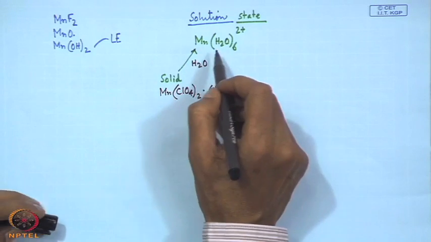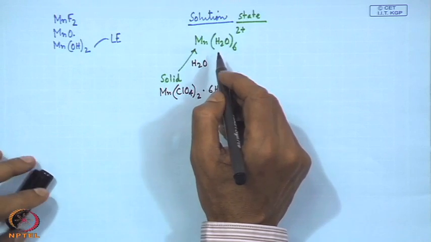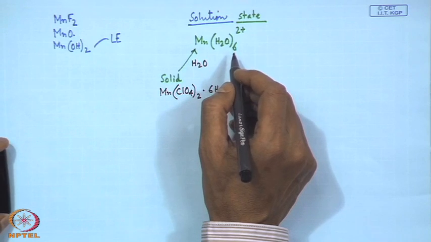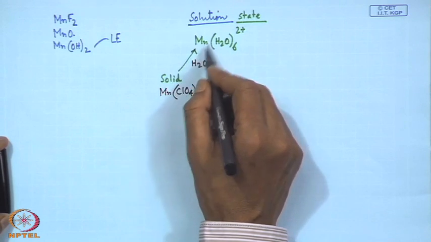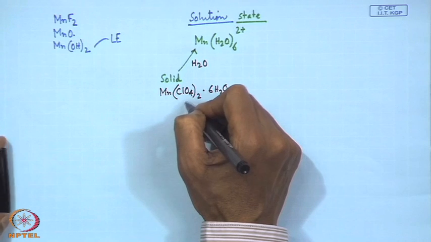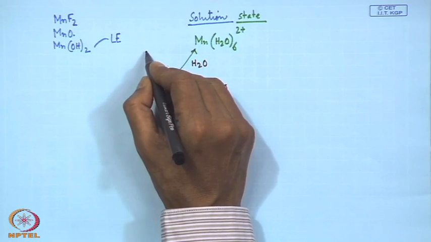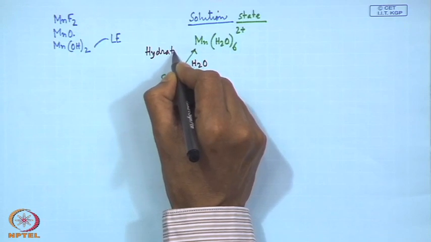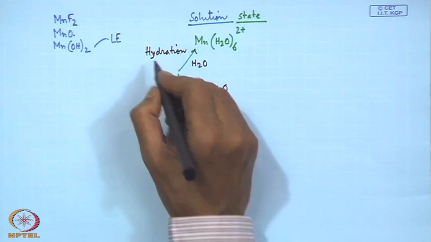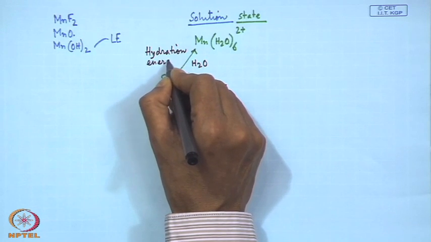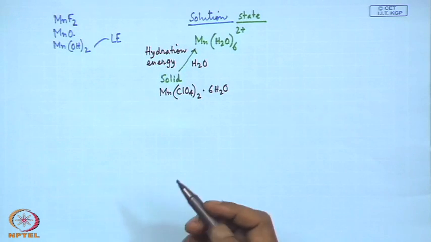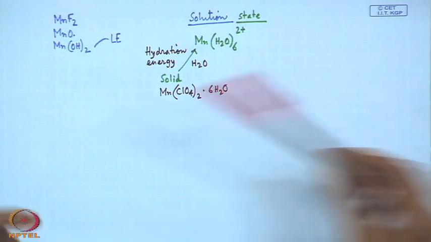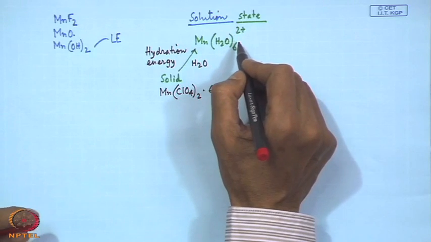there will be a solution and solvation also takes place. But what we can measure now, the thermodynamic parameter which will be useful for identifying this interaction of solid manganese perchlorate with water, is the calculation of their hydration. The reaction is our hydration. So, we can calculate the hydration energy for manganese in the +2 oxidation state for accommodating 6 water molecules around this manganese 2 plus.